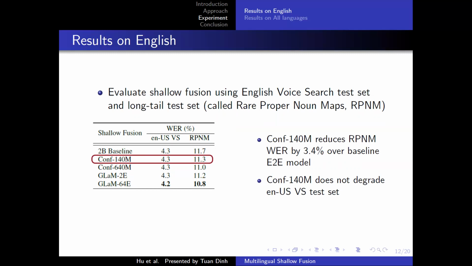Let's look at the performance of the dense language model first. In the table on the left, we can see the 140 million parameters conformer, or conf 140M, reduces the rare word error rate by 3.4% over the baseline end-to-end model. Also, the 140 million parameters model does not degrade the English US voice search test, which means it doesn't hallucinate on the general test.